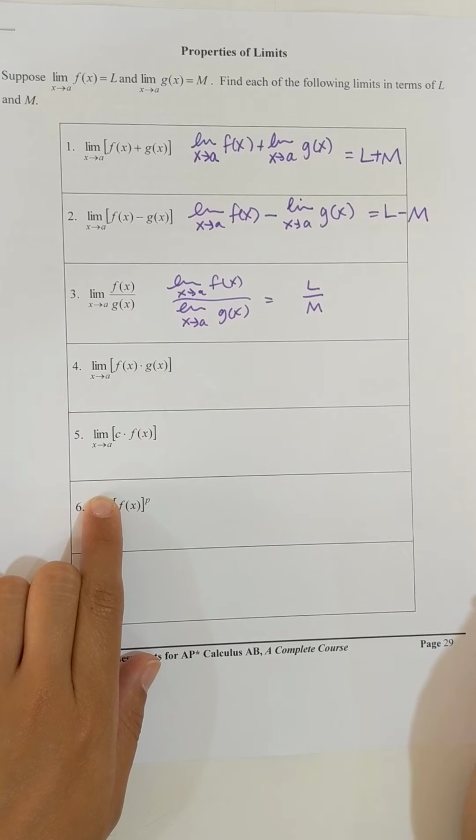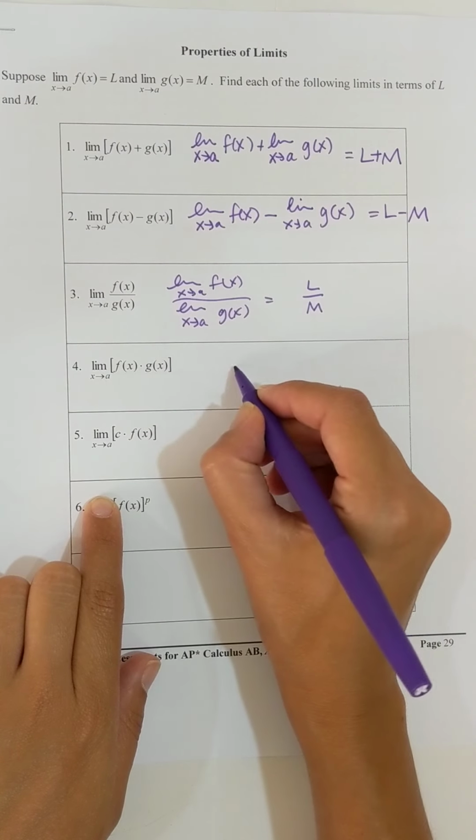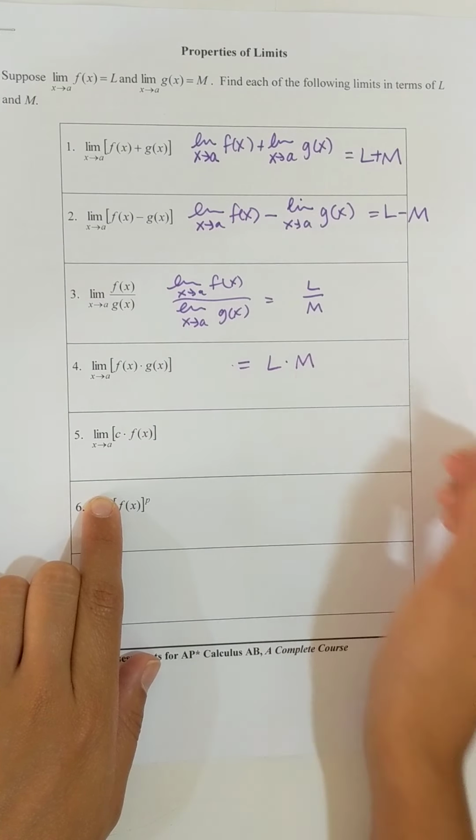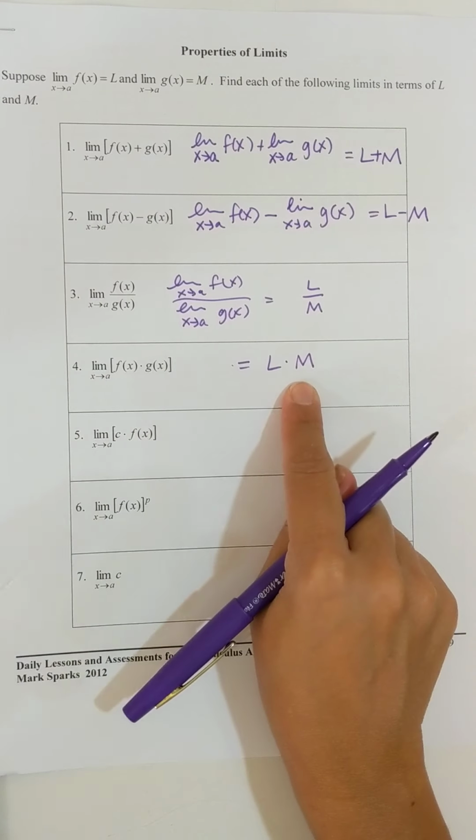Guess what happens when you multiply them? I can write it all out, but you end up with just L times m, so I can evaluate these separately and multiply them.